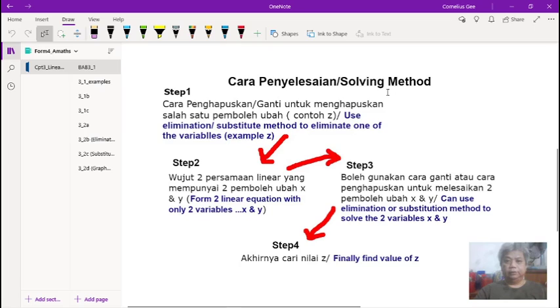Step one, if you are given any problem, you can either use the elimination or substitution method. The aim here is to remove one of the variable, for example z. Once you've done that, you should now get only two linear equations with two variables.